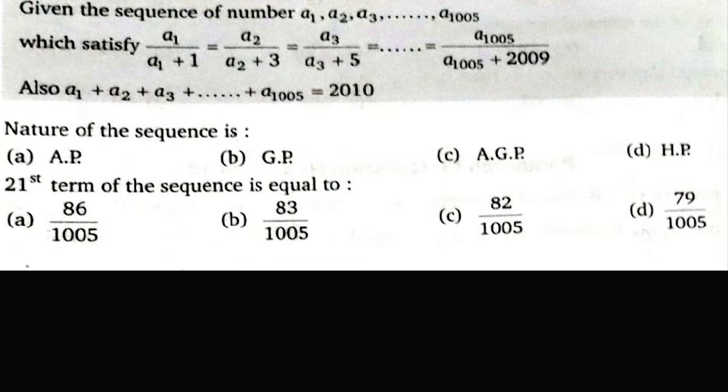Now here the question is, we are given a sequence of numbers a1, a2 up to a1005 which satisfy a1 upon a1 plus 1 equals a2 upon a2 plus 3 equals a3 upon a3 plus 5 equals a1005 upon a1005 plus 2009. And we are also given that a1 plus a2 plus a3 up to a1005 is 2010. We need to find the nature of this sequence.